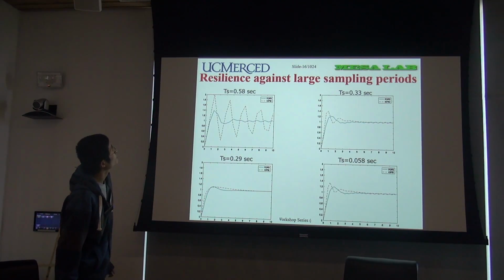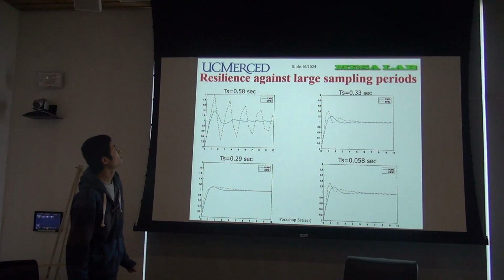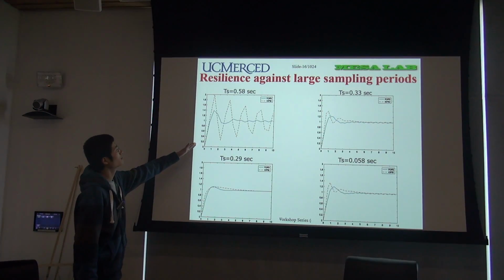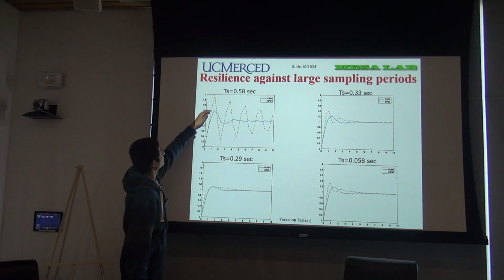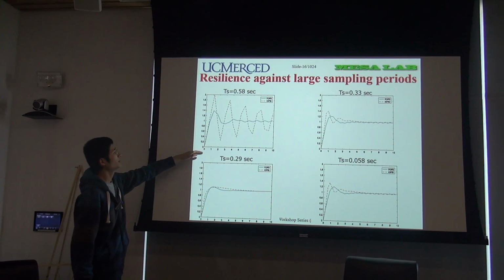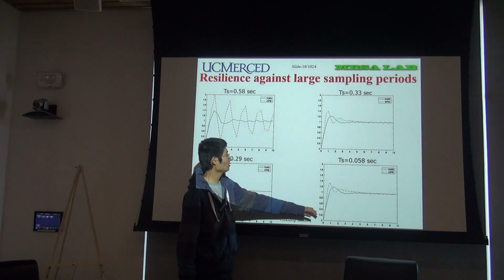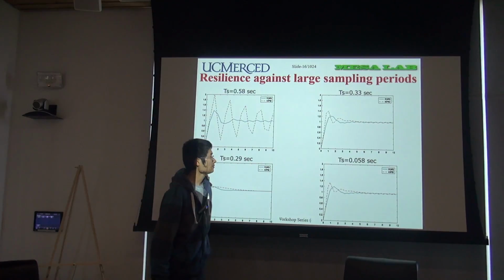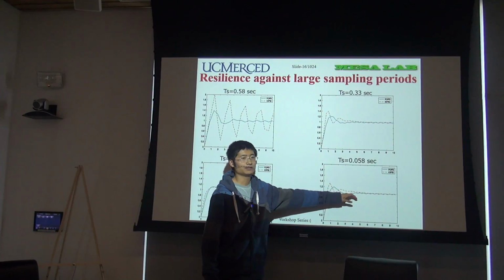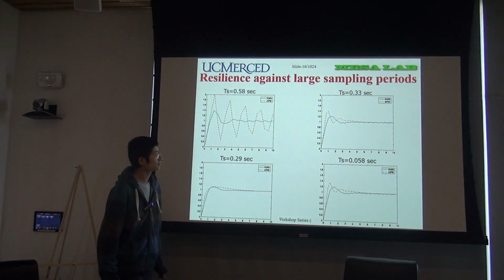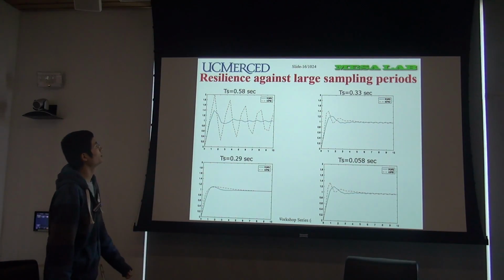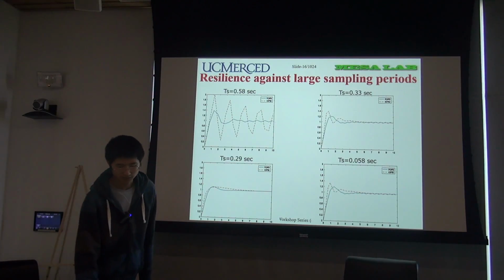For this part, we tried different sampling periods. If we use large sampling periods, the integral order PID can get much worse performance. If we use a small sampling period, the fractional order PID and the integral order PID can have similar results. In this way, we can say the fractional order PID has better resilience against large sampling periods.